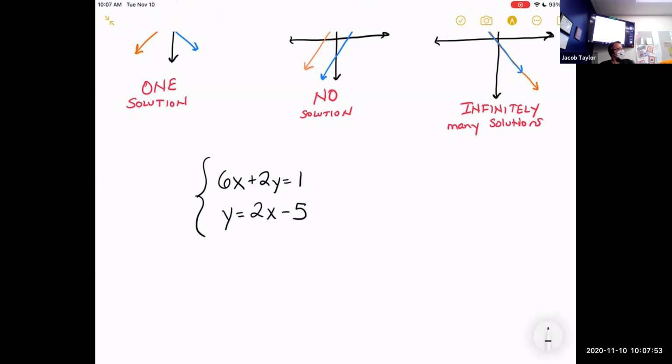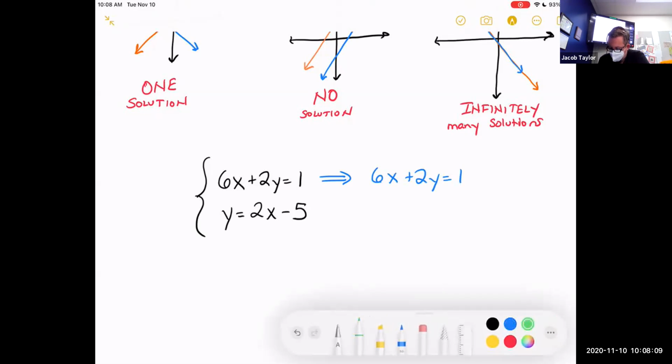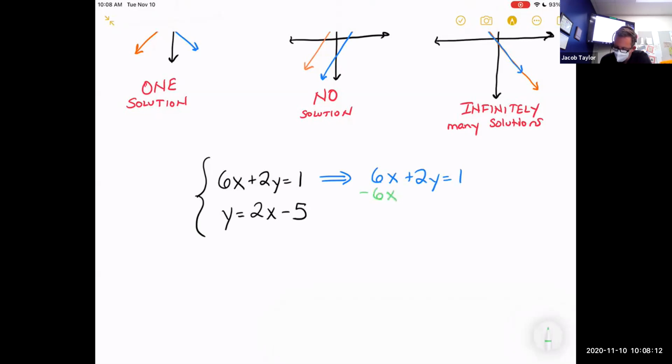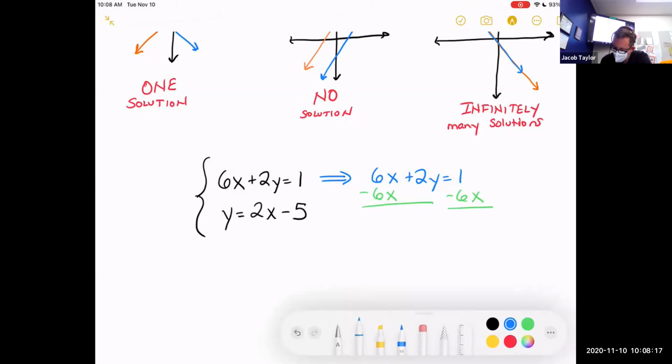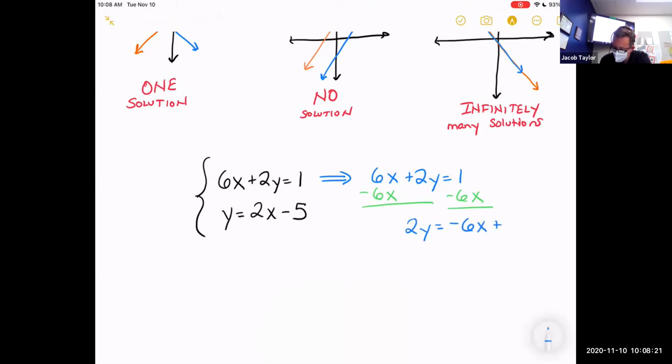So the second equation is already in slope-intercept form, so I'm good there. I'm going to go ahead and do some work with the first equation to put it in slope-intercept form. Don't say connect. The word is intersect, where they intersect. Let's subtract 6x on both sides. That gives me 2y equals negative 6x plus 1.